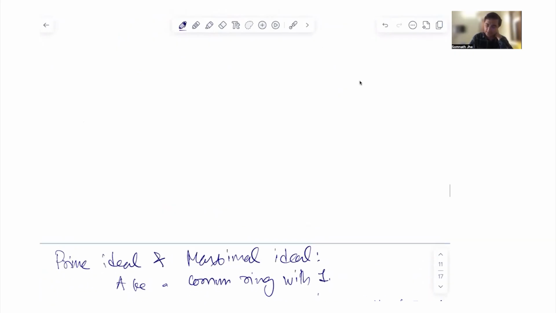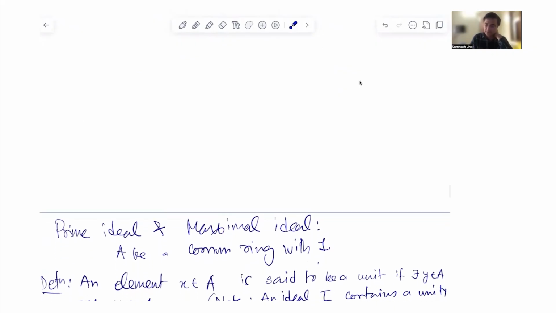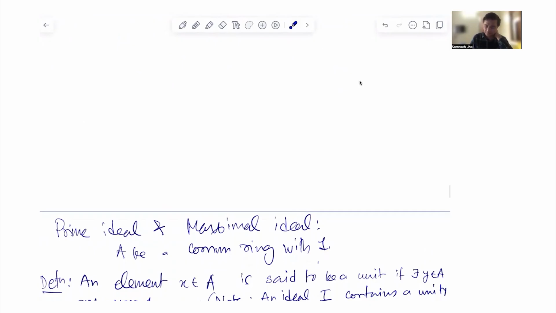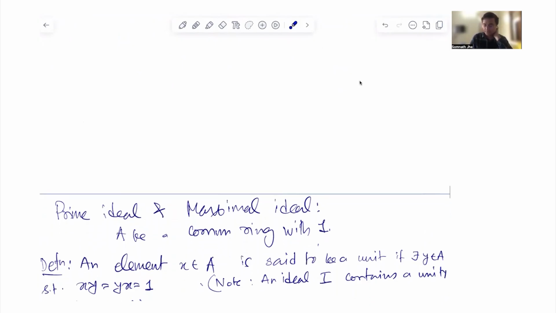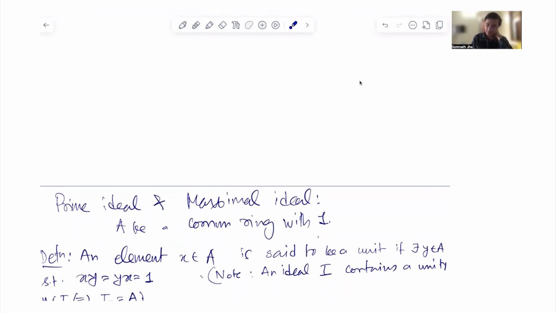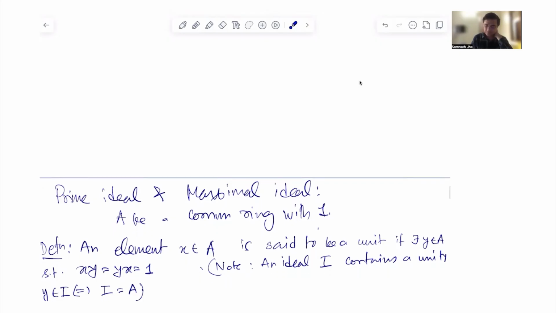Now we move on to a different topic, which is prime ideal and maximal ideal. So again, let's take A to be a commutative ring with 1. An element x in A is said to be a unit if there exists y in A such that xy equals yx equals 1. So an element x is said to be a unit if there is another element y such that x times y equals y times x equals 1. I have used this term many times, but just for formality, I'm defining it again.